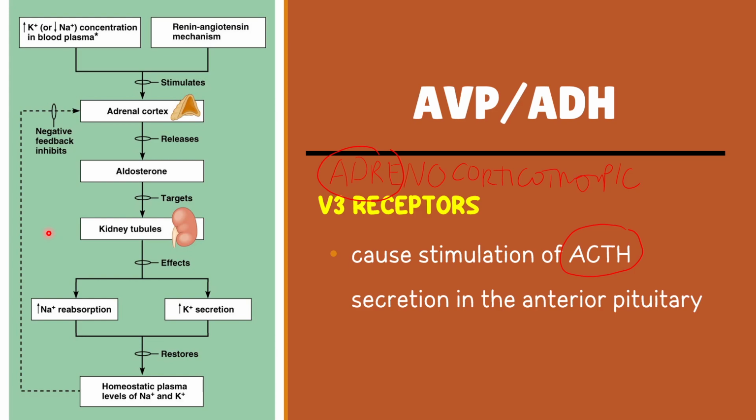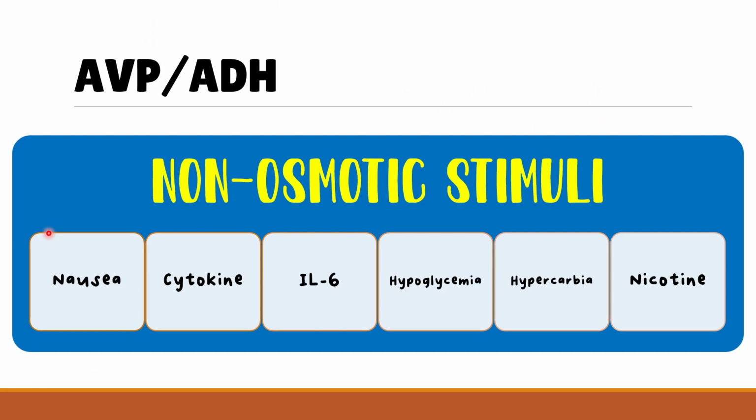So I hope you get it. These are other stimuli of ADH, the non-osmotic stimuli of ADH. It could be nausea, or the presence of increased concentration of cytokines such as interleukin 6, or the use of nicotine, or hypoglycemia and hypercarbia. When we say hypercarbia, kids, this is in relation to elevated levels of carbon dioxide in the body.